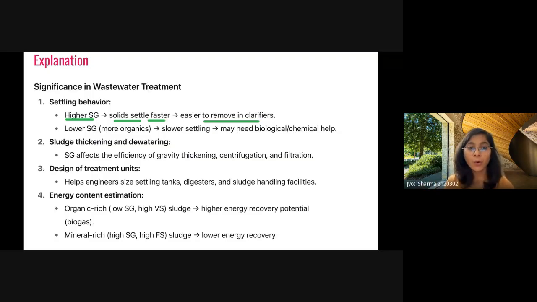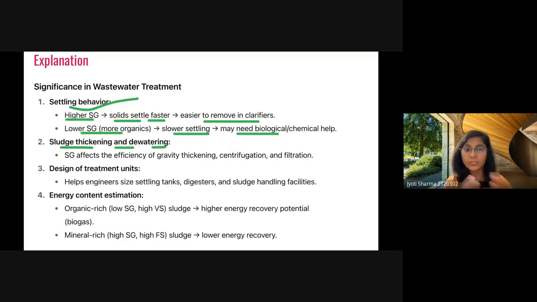If we have a lower specific gravity, then this means slower settling, and we may need some different processes to manage it. So specific gravity will tell you about the settling behavior of the sludge. Along with that, it will also influence sludge thickening and dewatering. We will talk about what thickening and dewatering mean. It also impacts the design of the treatment unit.